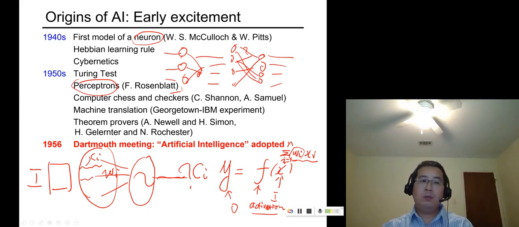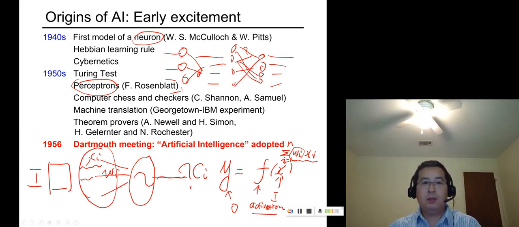And then also people want to use the machine to prove mathematical conjectures, so-called theorem provers. Okay, so talk about these persons. They also have some successful stories. They use the machine to prove mathematical theorems. Okay, and then in 1956, that's the famous meeting we mentioned before.